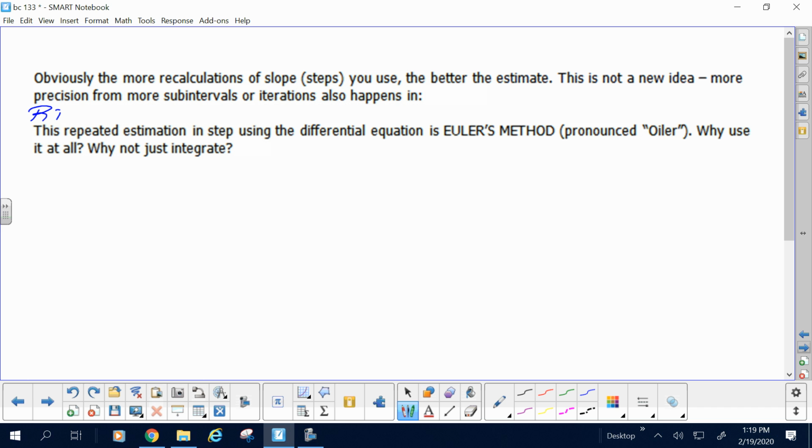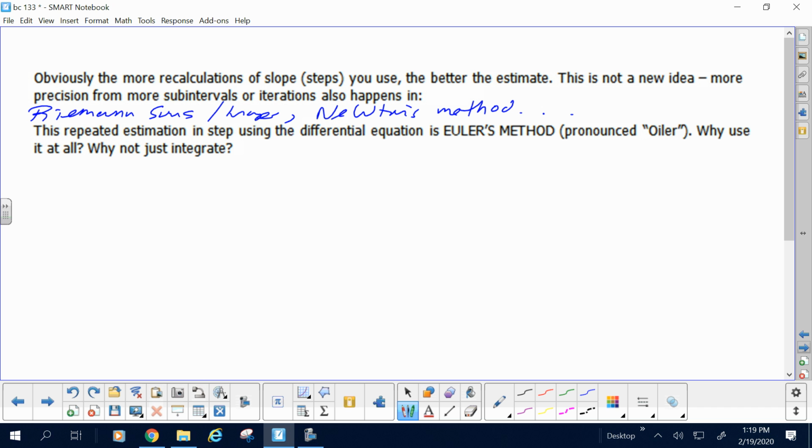Rectangles or Riemann sums. Yes. What else? Trapezoids. True. How about Newton's method? Didn't we do repeated iterations of Newton's method to get a better estimate, etc.? Lots of times you do that. All right. This repeated estimation and step is Euler's method.